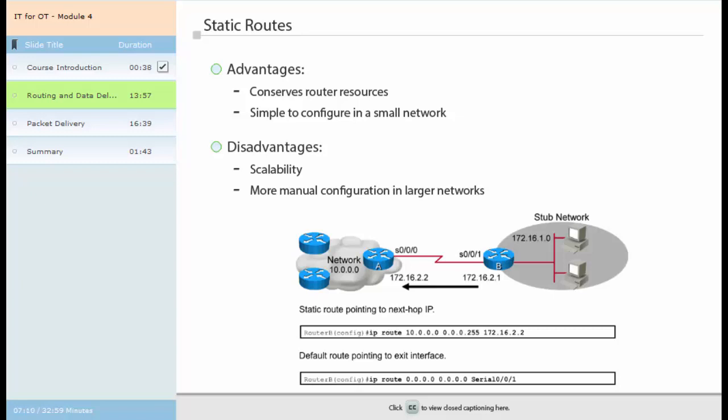The first allows reachability to a specific network beyond router A. The second one, the default route, allows reachability to all known networks beyond router A. Router B will forward all packets that do not have a destination network that is listed in the routing table to router A. Organizations often use a combination of static and dynamic routes.